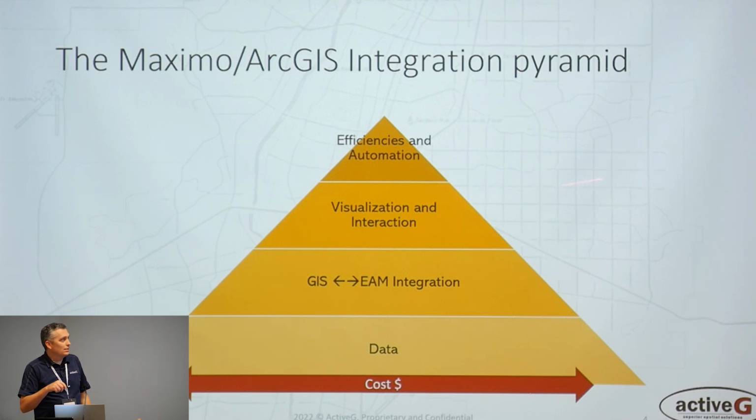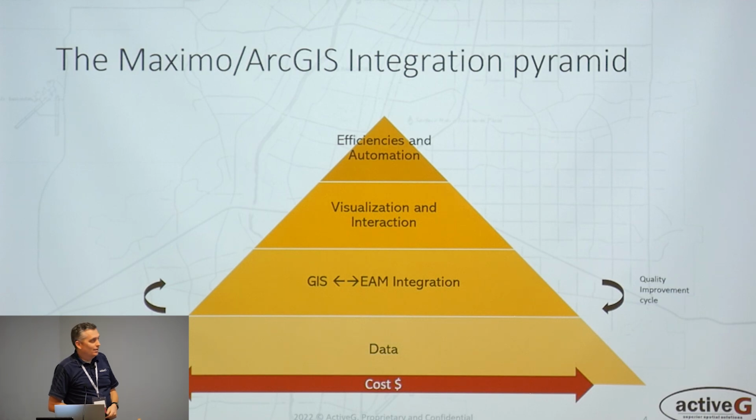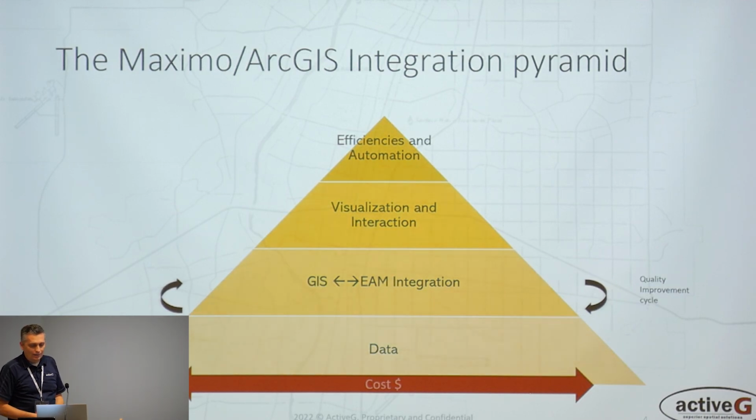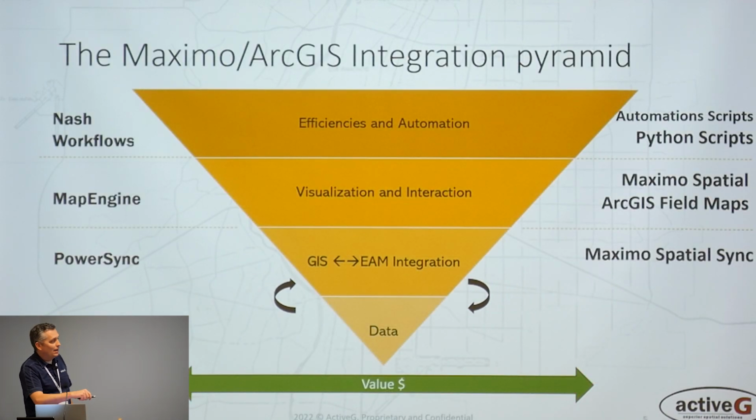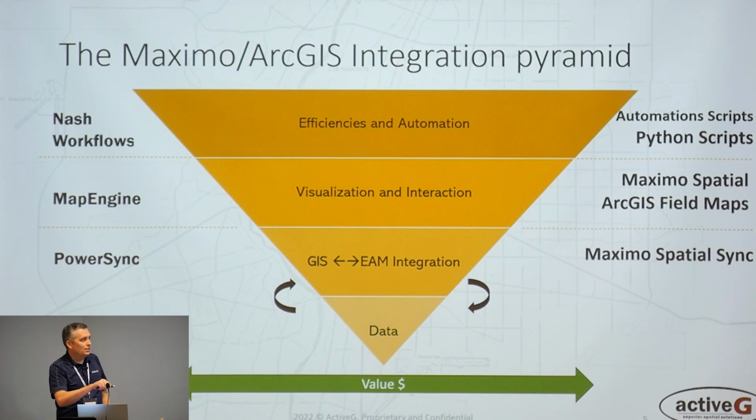Then you have your visualization and interaction. That's the mapping part that we talked about. And then there's the automation. So as you go up, it's not as costly, but you have to get the base first before you can do the good stuff. So now the scale is value. Just getting your data set up has some value. You need it set up. But the real value comes when you have those efficiencies in automation.